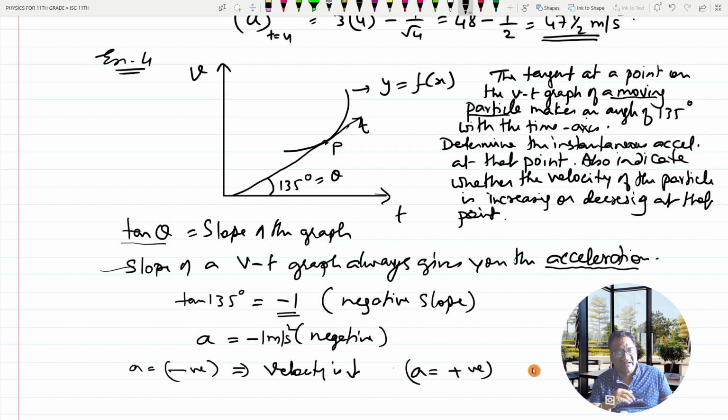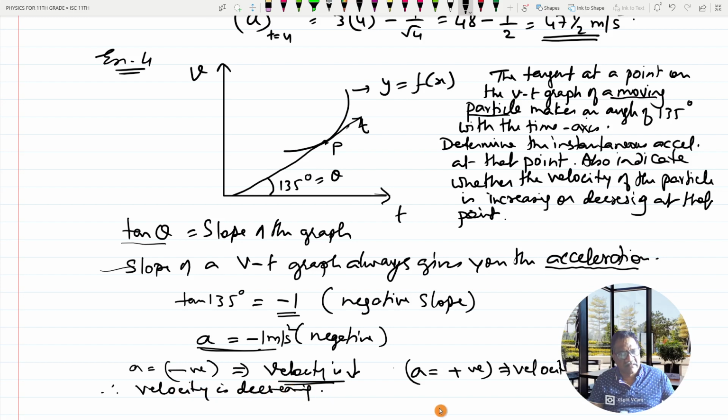So whenever the acceleration value is positive, that implies that the velocity is increasing. Now, in this case, we see that the acceleration is having a negative sign. Therefore, what can you say about the velocity? Velocity is decreasing. So the answer is velocity is decreasing at this particular point. So this is how we make use of derivatives, trigonometry, and all these simple mathematical concepts in physics. So that was example number 4.